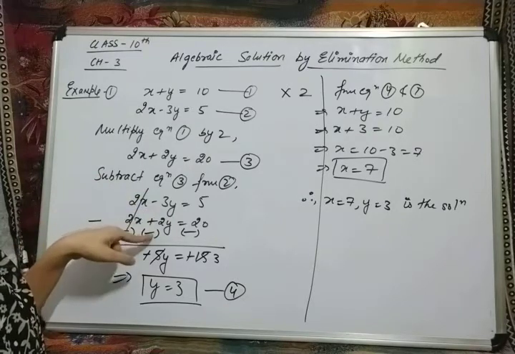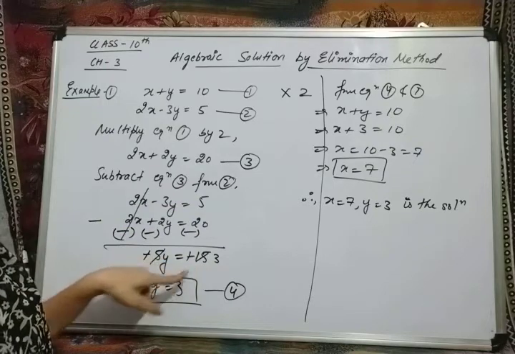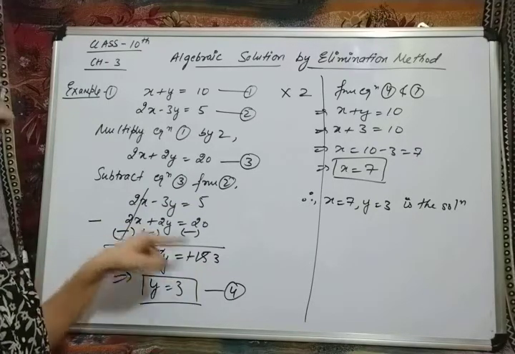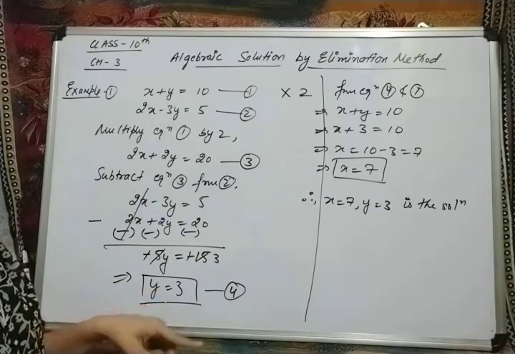So this is minus 3y minus 2y, minus 5y; 5 minus 20, minus 15. Minus and minus, we'll get from here what? A one variable equation, and we have solved this equation for y. And we get the value of y is equal to 3.